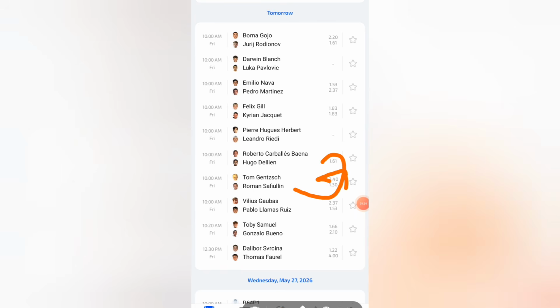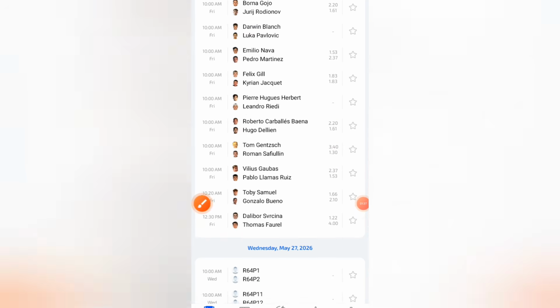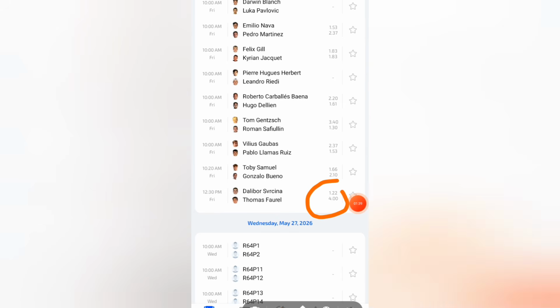Don't go for games that have maybe 1.30, something like this, playing against 3.40. Don't go for a match whereby you have the odd as 1.22 against 4.00. You need to focus on matches where both players are close in level. At least their power, their competence, it must be very close when it comes to their level.